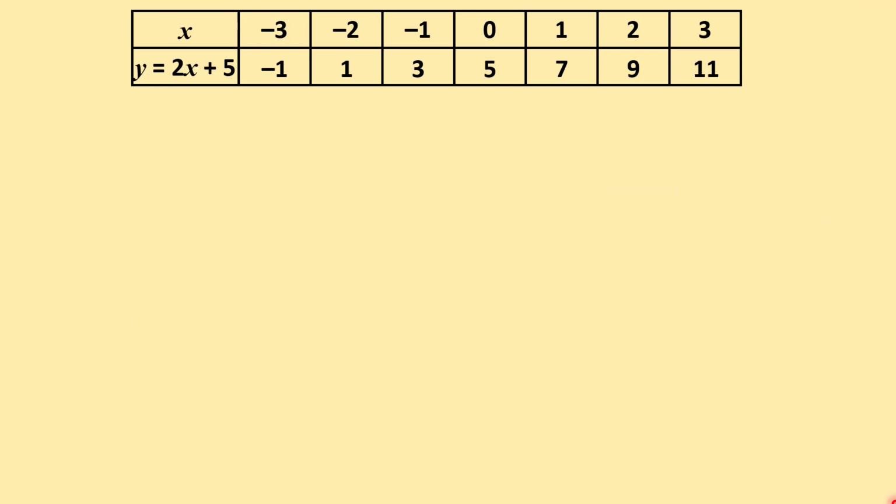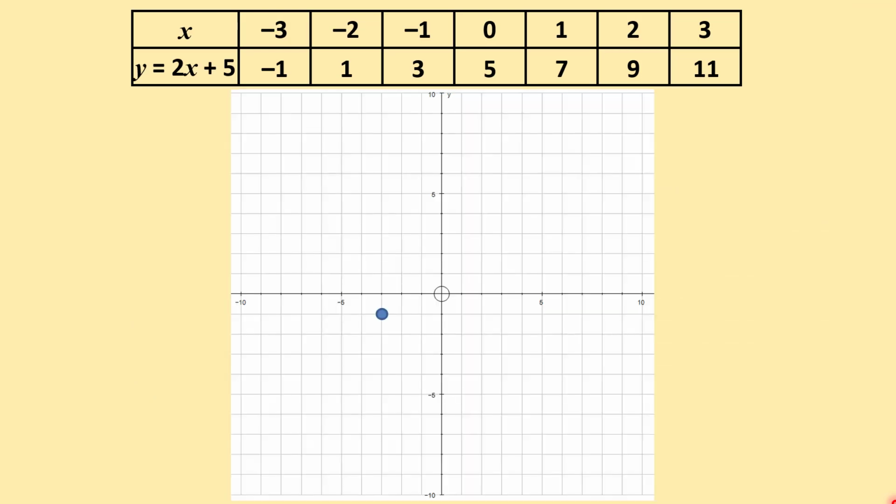Let's try to graph this function. X is -3, y is -1. X is -2, y is 1. -1, 3, 0, 5, 1, 7, etc. And we draw a straight line.